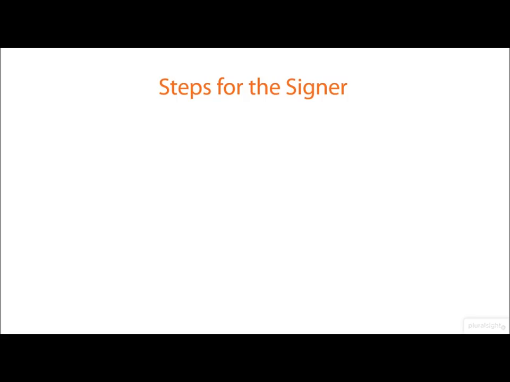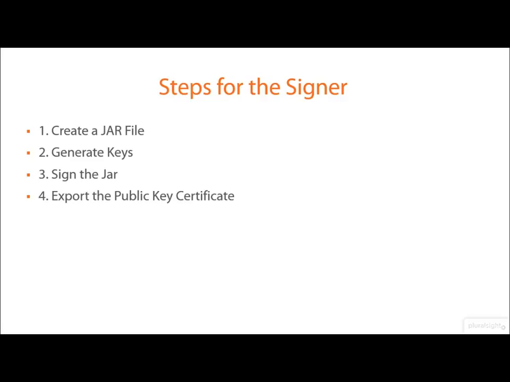So there are two sides to the story. There's the signer, i.e. the person that's signing the jar file, and there's the person that's going to use the jar file. So for the signer, we create a jar file, obviously. We then generate keys. So we generate a public key, private key pair. We sign the jar with these keys, and then we export the public key in a certificate.